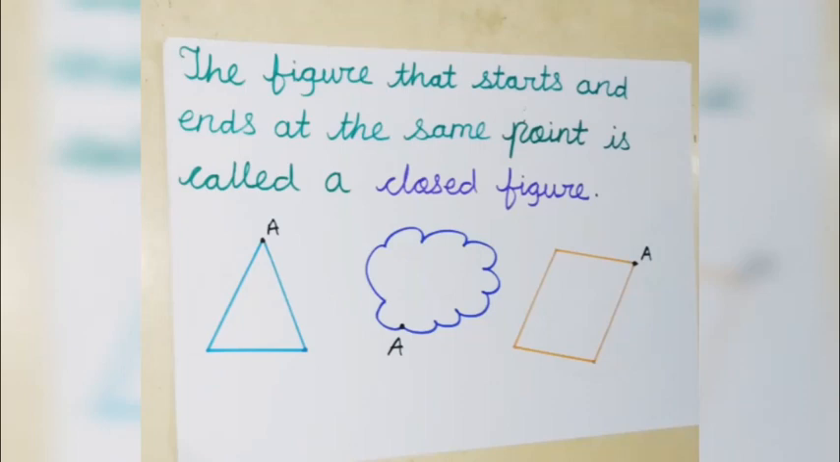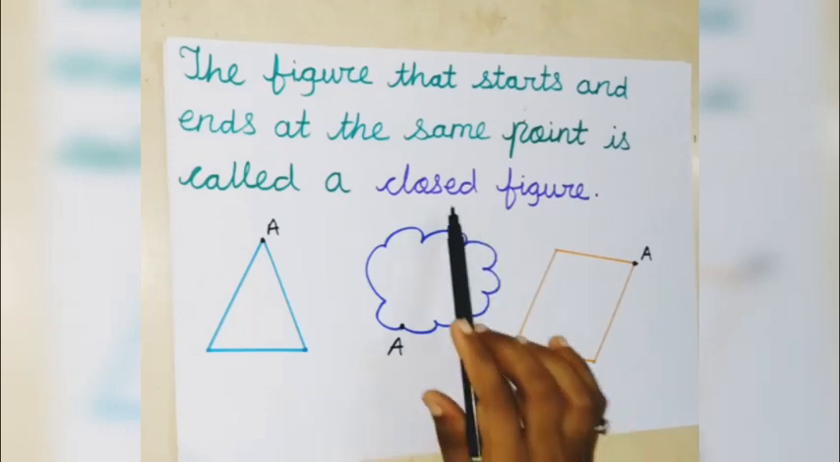is a closed figure. ये आकृति, ये चित्र कैसा होता है, ये फिगर कैसा होता है, तो ये बंद किया हुआ फिगर है, क्लोज्ड फिगर. इसके वर्ड से ही आपको पता चलता है ये कैसा है, क्लोज्ड फिगर. As they start from A and end at A. See the second example. It is starting from A and ending at A. So this is also a closed figure.